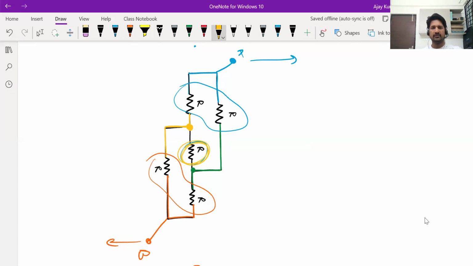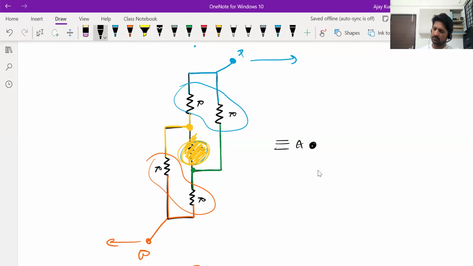And ratio on the left side is R is to R1. Ratio on the right side is R is to R1. So it's a balanced Wheatstone bridge. Then this middle resistor can be ignored altogether. So it is equivalent to something like this.